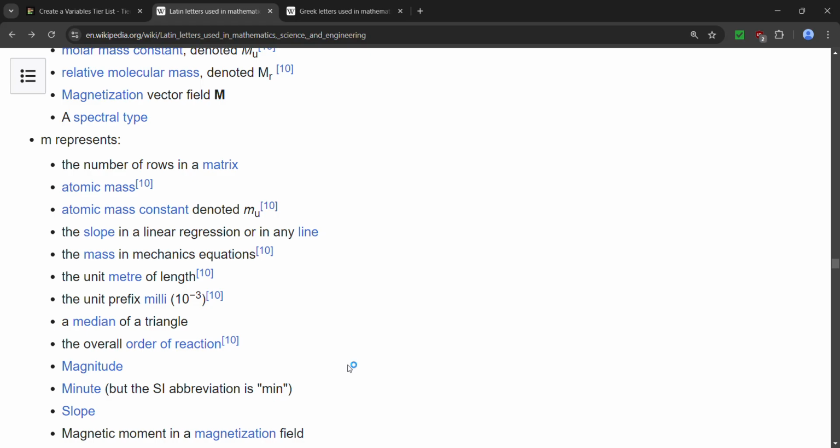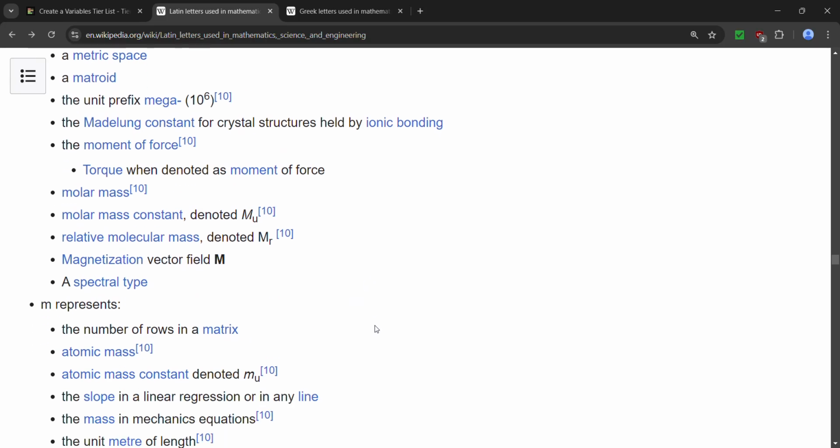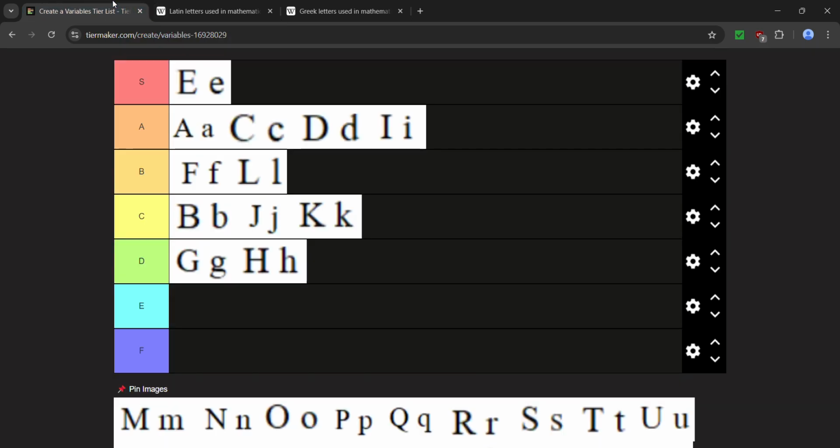Mass and meter, I feel like, are the real convincing parts of this, and slope, I guess. Mass, meter, and slope. Those are things that pretty much everyone's going to use. And that's three things that everyone's going to use. I got to give it A tier for that.